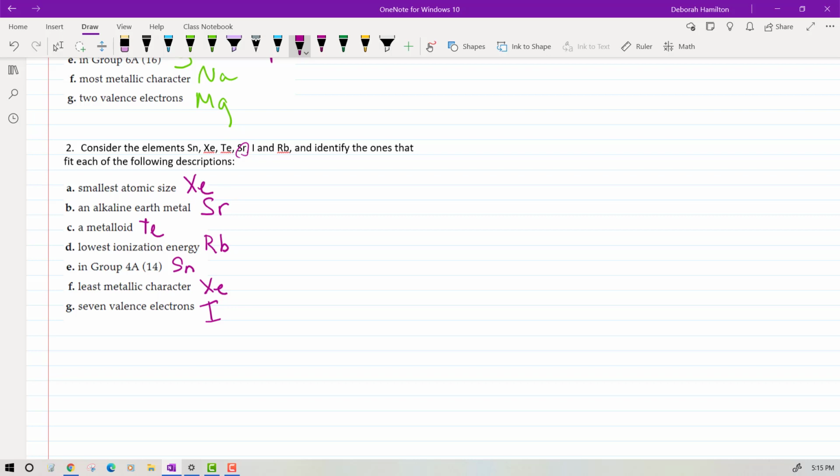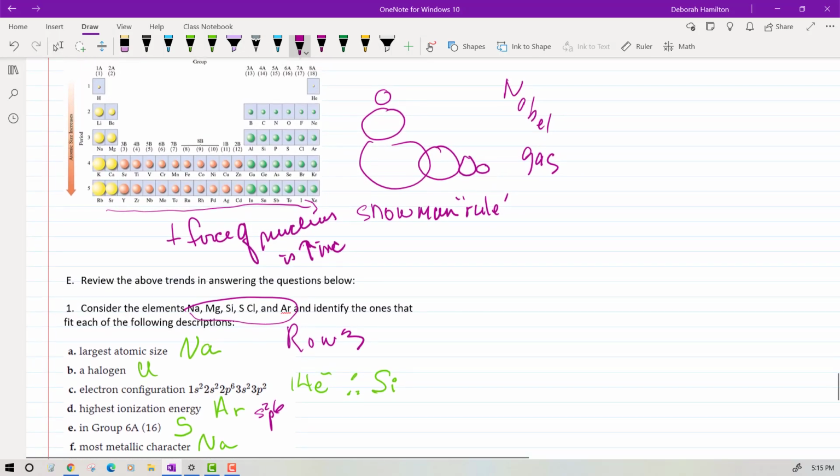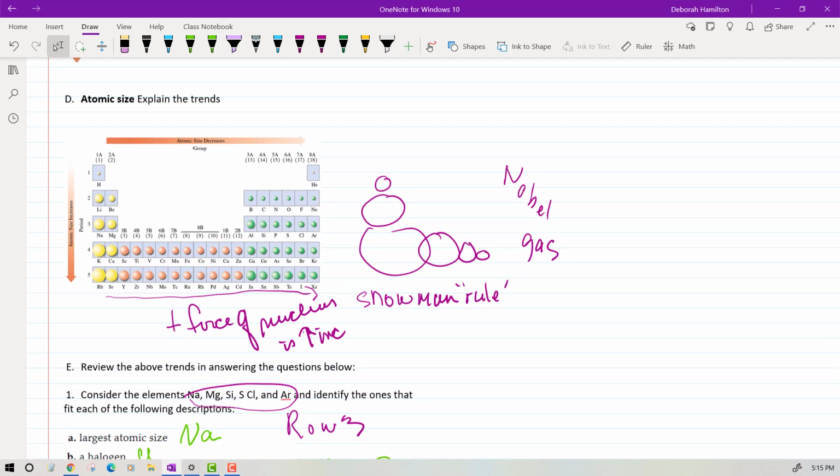Okay. Tin is the element that's in group 4A. The least metallic character is xenon again because it's over there with the noble gases. And 7 valence electrons for iodine. Iodine's in column 7A. All right, so that's periodic trends: the valence electrons, Lewis dot structure, atomic size, and ionization energy. Don't forget that snowman rule. That's a really good one to remember because it's kind of counterintuitive as to what happens. And that's it for chapter 4.